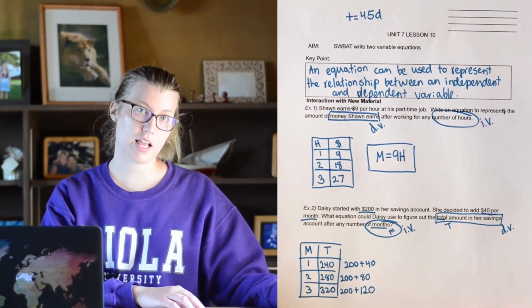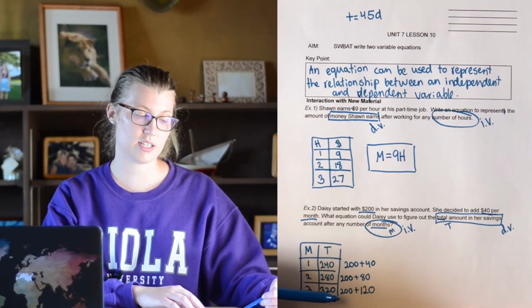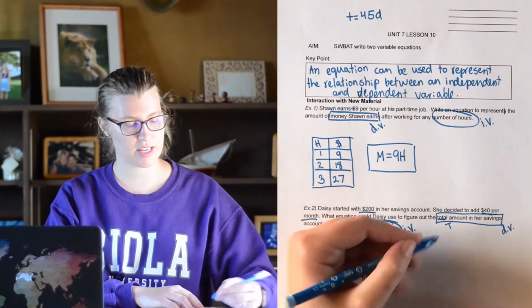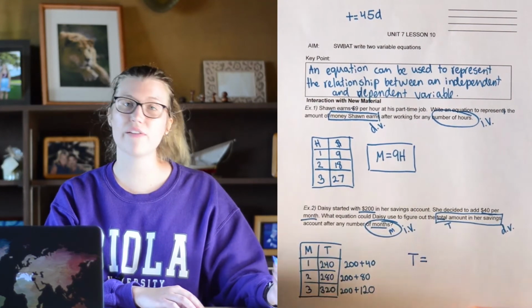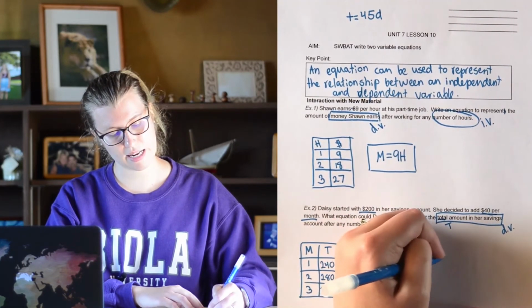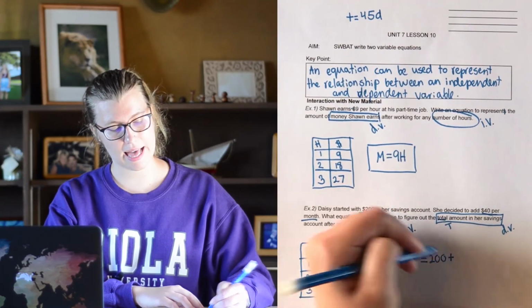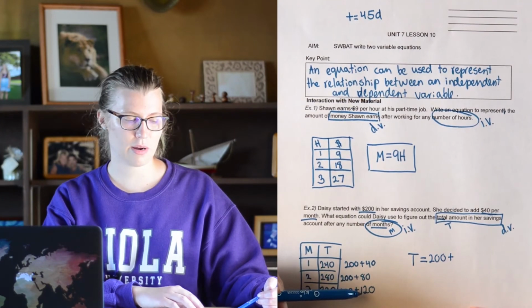All right, now let's write that equation. I can already see a pattern here, so it should be pretty easy to do. What was I trying to figure out here? The total savings. So T is going to come first, equals. How did I figure out my total savings? Well, I always started with 200. That never changed. That's a constant. Then I added something to it. First I added 40, then 80, then 120.